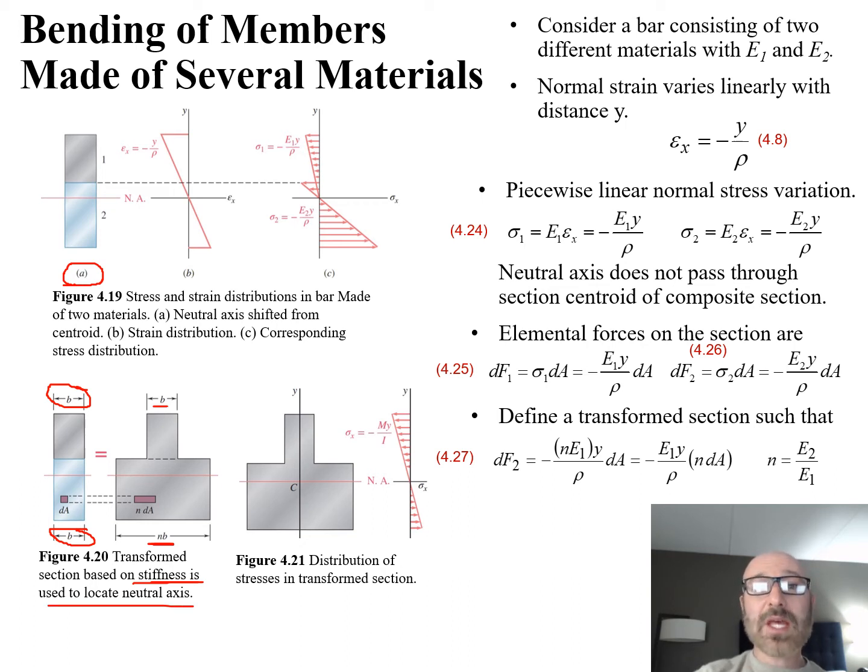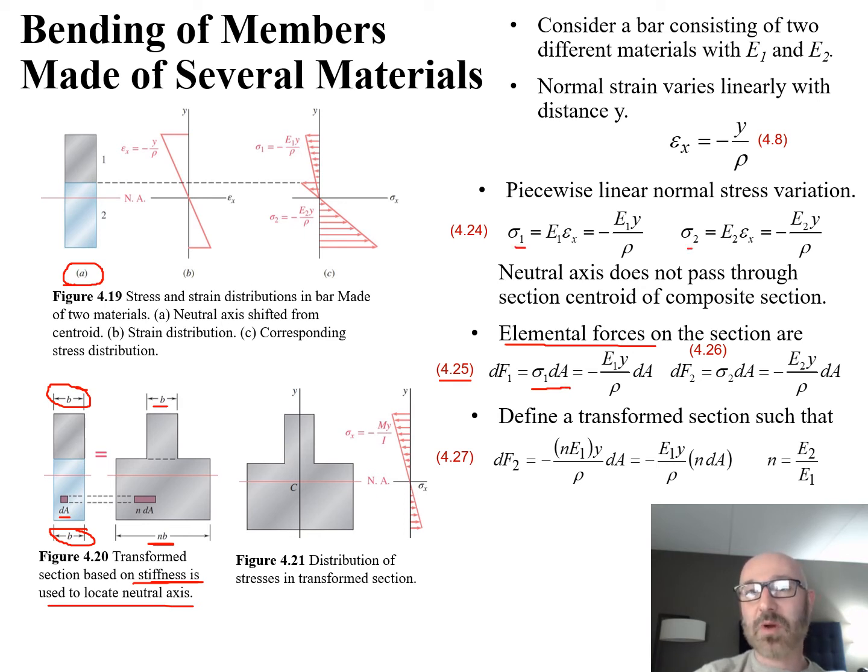Within that, we can take a look at some of these elemental forces. We have our dA, some little elemental area. If we're going to look at our elemental forces based on that elemental area dA, we can use these relationships from 4.25 through 4.27 in our textbook. If we go to 4.25, we can say this elemental force dF1 for material 1 is equal to our sigma 1 times our dA. So again, that's the same way we're doing our sigma 1 and sigma 2 up top.